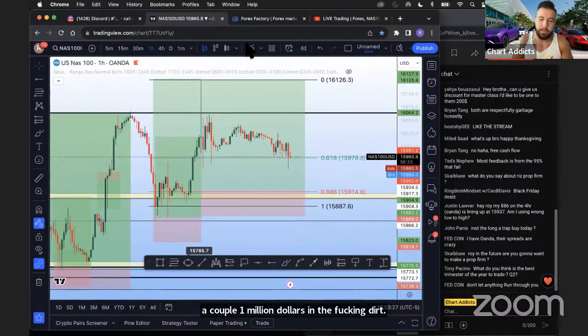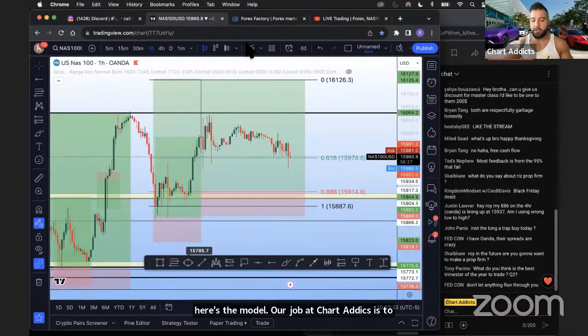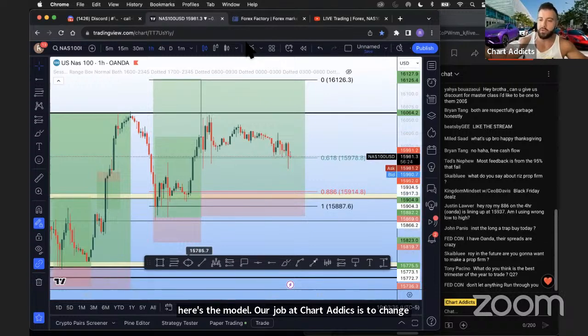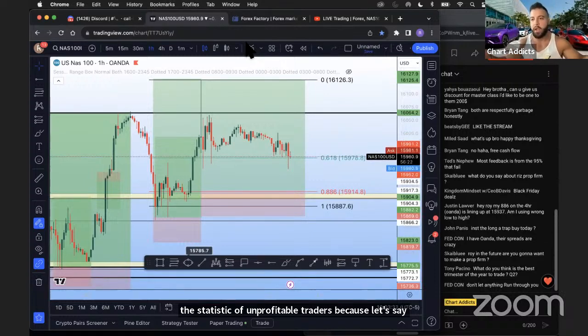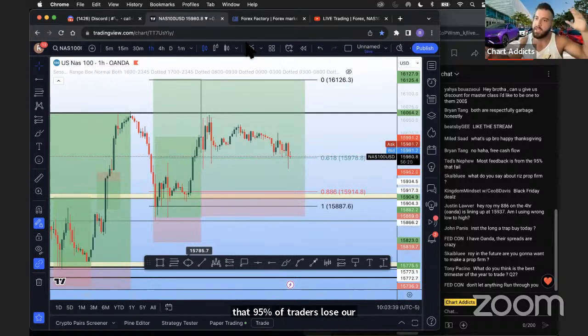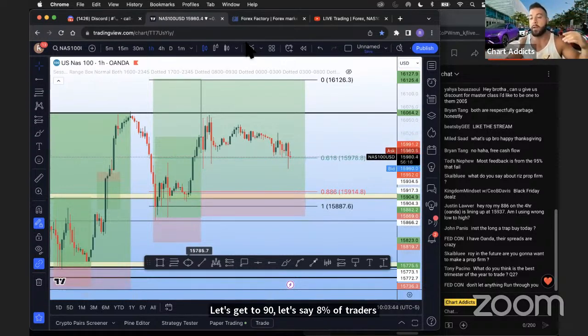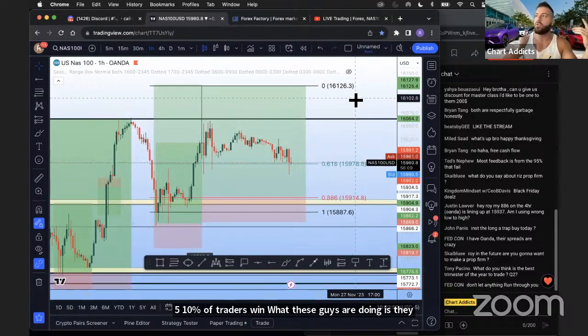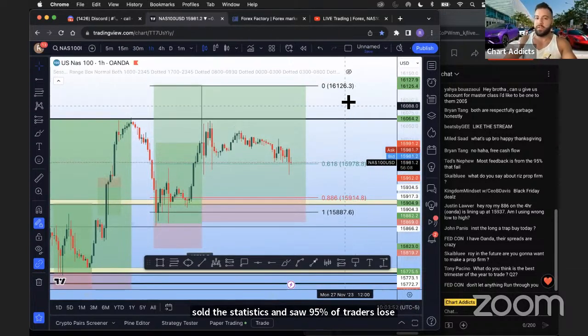Because prop firms, here's the model. Our job at Chart Addicts is to change the statistic of unprofitable traders. Let's say that 95% of traders lose. Our job is to take that 95 number and try to reduce it. Let's get to 90. Let's say 8% of traders win instead of 5, or 10% of traders win. What these guys are doing is they saw the statistics, saw 95% of traders lose, and so they're going to take advantage of the losers.